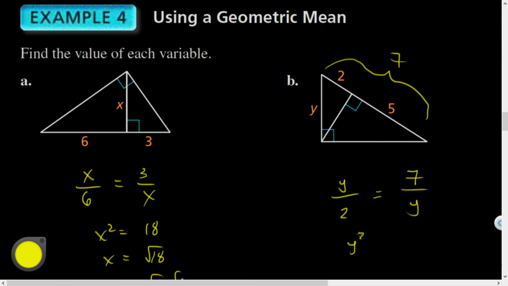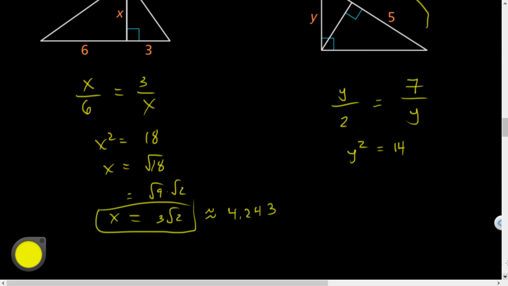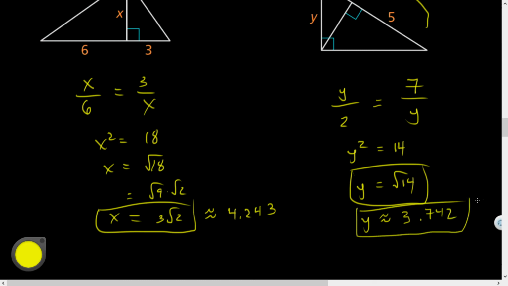So let's see. So I'll have y squared equals 14. Ooh, are we going to get some estimates on the square root of 14? All right, estimate was 3.674. Square root of 14 is 3.742. All right.